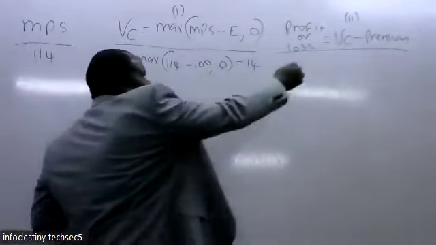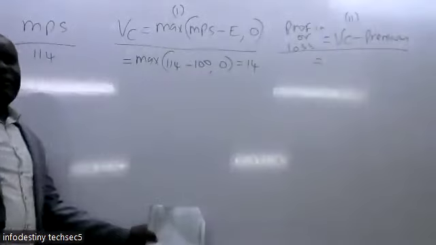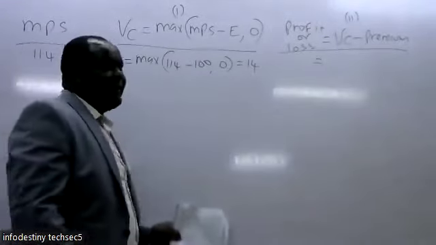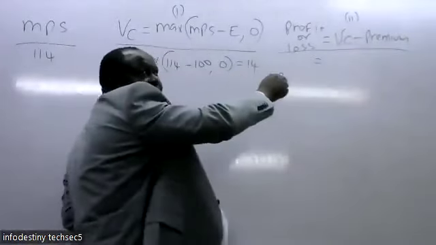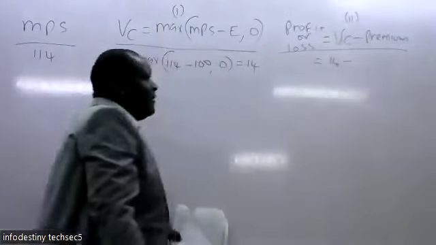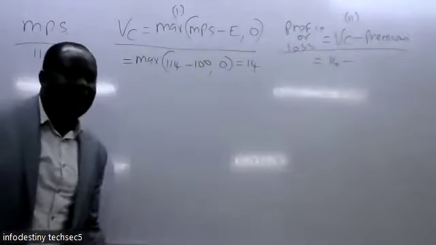Then we proceed to this part to get the profit or loss. So the value we have gotten is how much? 14. The value of the call option is now this here, which is 14. Then also confirm in the first paragraph. What are you given as the premium?